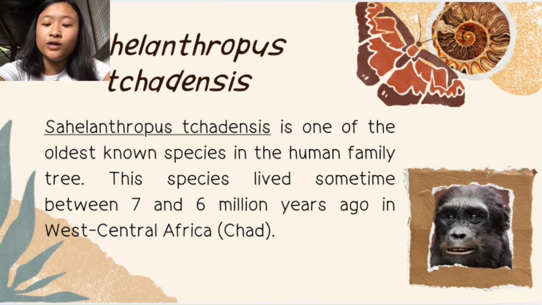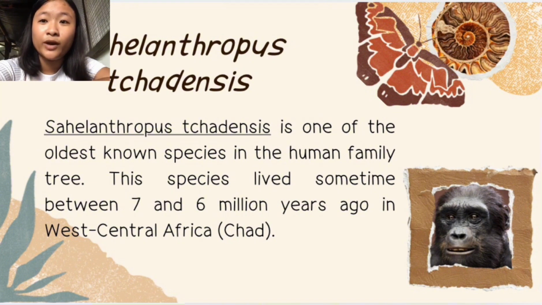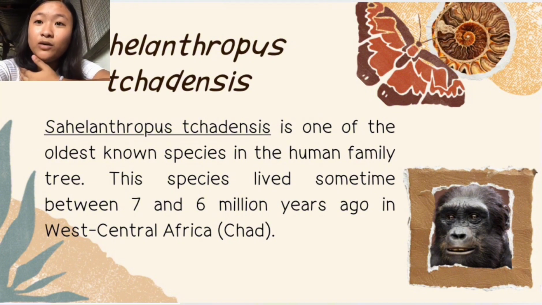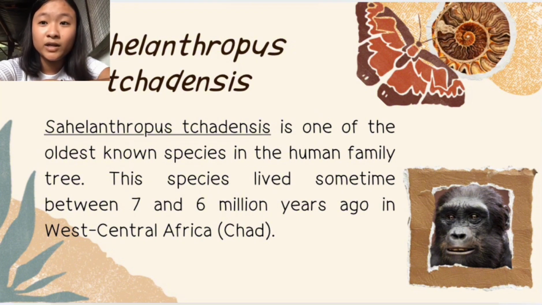Studies so far show that this species was a combination of ape-like and human-like features. So, the ape-like features include a small brain, a sloping face, very prominent brow ridges, and an elongated skull, while the human-like features include small canine teeth, a short middle part of the face, and a spinal cord.